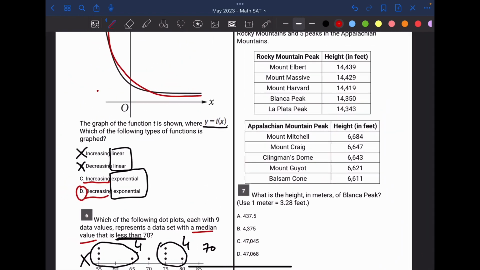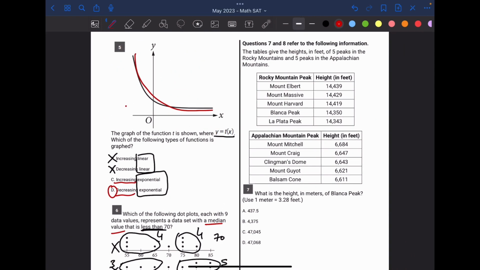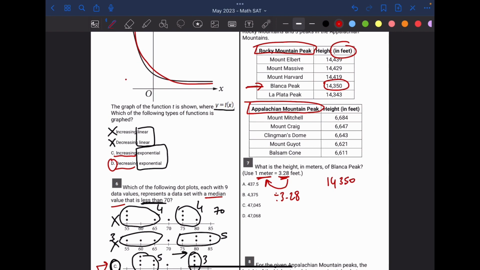Question number 7. Here we have a table. I guess 2 tables, one for the Rocky Mountain peaks and then one for the Appalachian Mountain peaks. And then it says, what is the height in meters of the Balenka Peak if 1 meter is equal to 3.2 feet? So Balenka Peak is here. It is in feet and it says 14,350. If you want to convert that to meters, you would divide by 3.28. Pretty simple. So put that in a calculator.